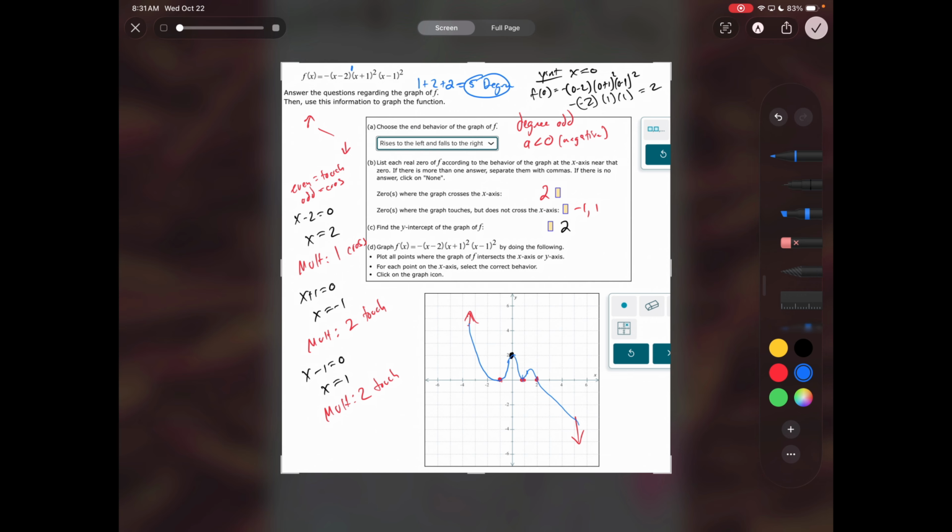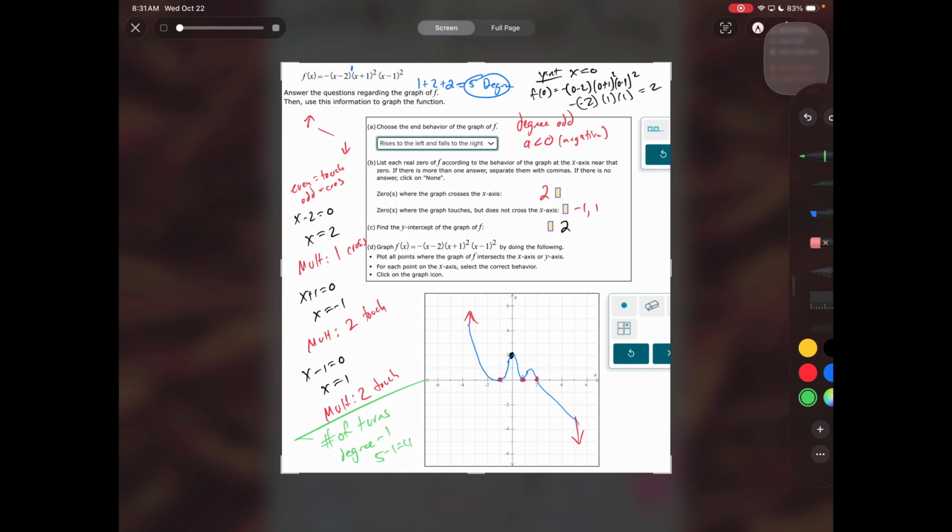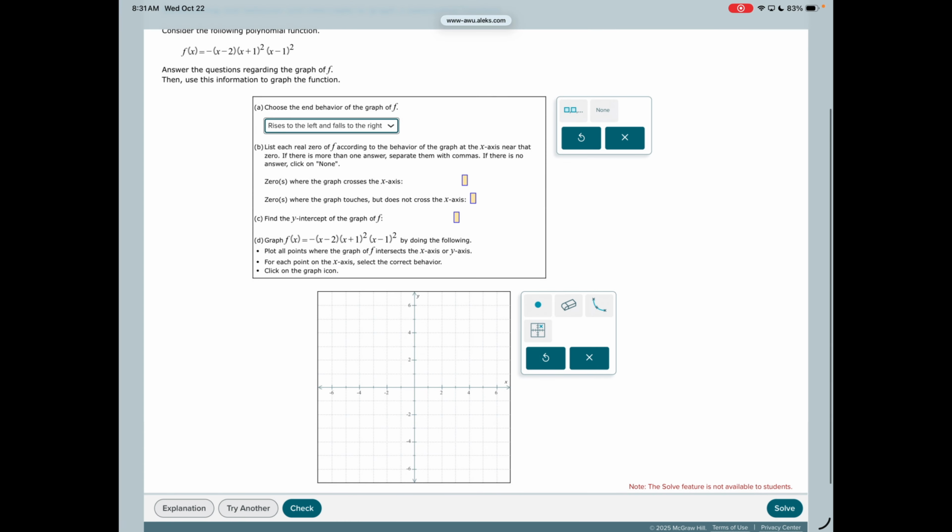One of the other things that you can do on this is the number of turns, I believe, is always the degree minus 1. So if I did 5 minus 1, it should have 4 turns in it. 1, 2, 3, 4. It has 4 turns in it. It changes directions 4 times. So that's another thing that could be helpful on this. Let's see. Alex may make it easier on us. So let's graph these real quick. We had 2, negative 1, 1.